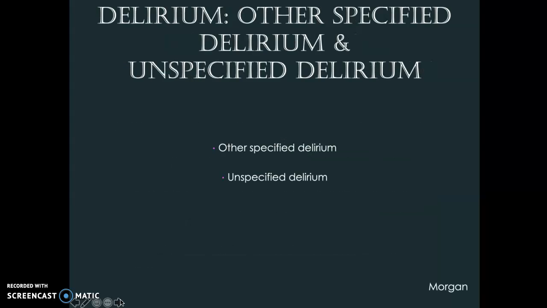Other specified delirium and unspecified delirium. These are 2 separate categories at the end of the delirium section in the DSM-5. The DSM-5 states that the category of other specified delirium applies to presentations in which symptoms characteristic of delirium that cause clinically significant distress or impairment in social, occupational, or other important areas of functioning predominate but do not meet the full criteria of delirium. So this is what they call the attenuated delirium syndrome.